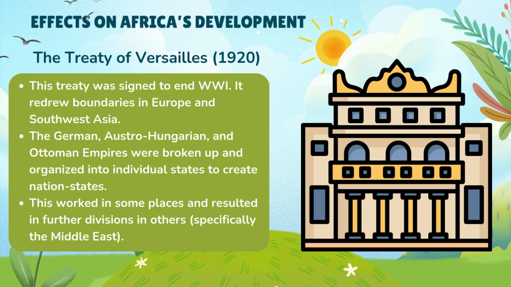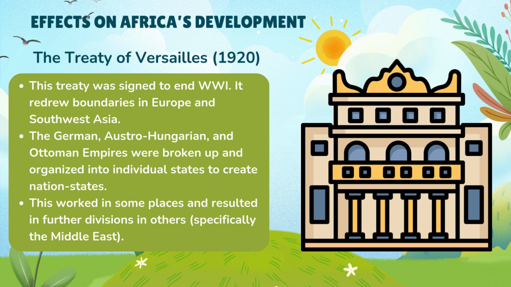Okay, so moving on to the Treaty of Versailles in 1920. The Treaty of Versailles ended World War I, but it also redrew the borders in Europe and the Middle East. Think of it like when a teacher changes a seating chart. Some people are happy, some people are mad, and some people are already planning how they're going to switch their seat back. So Germany lost a lot of land, and they were not happy about it.